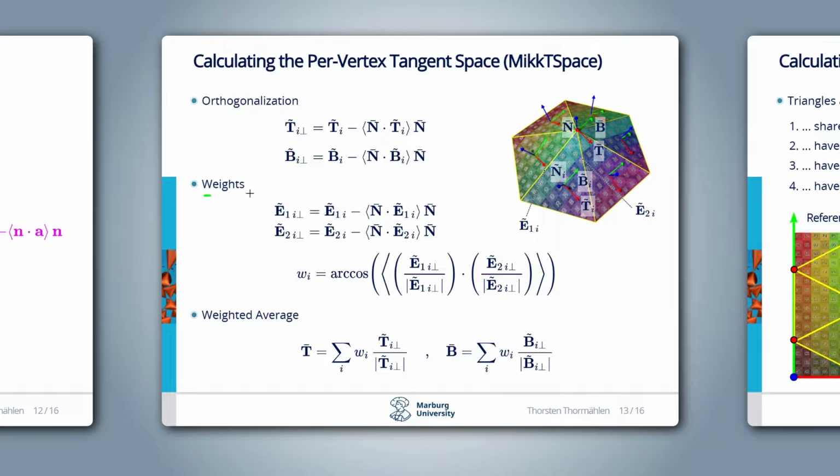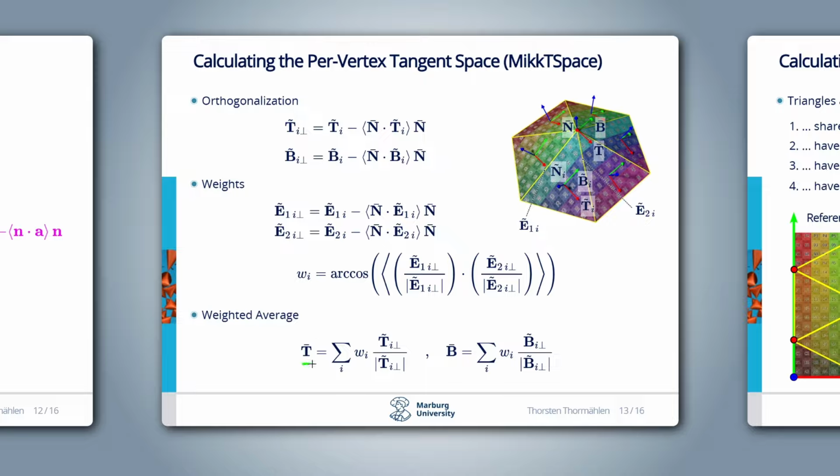Next, we compute the weights that we use for the weighted average. Here, the MikkTSpace approach uses orthogonalization again to project the two incident edges E1 and E2 for each triangle i onto the plane with surface normal n bar. Then we compute the weight Wi, which is given by the angle between the projected edges. The angle can be computed by the arc cosine of the dot product of the projected edges. We divide each projected edge by its length to normalize the vector to a length of 1.